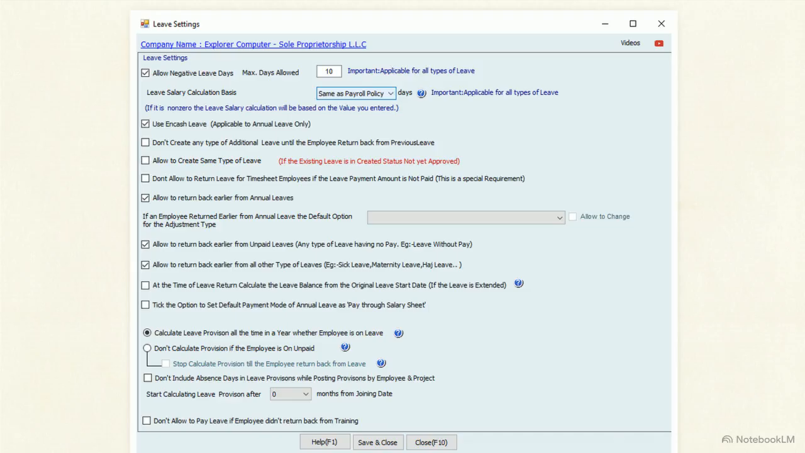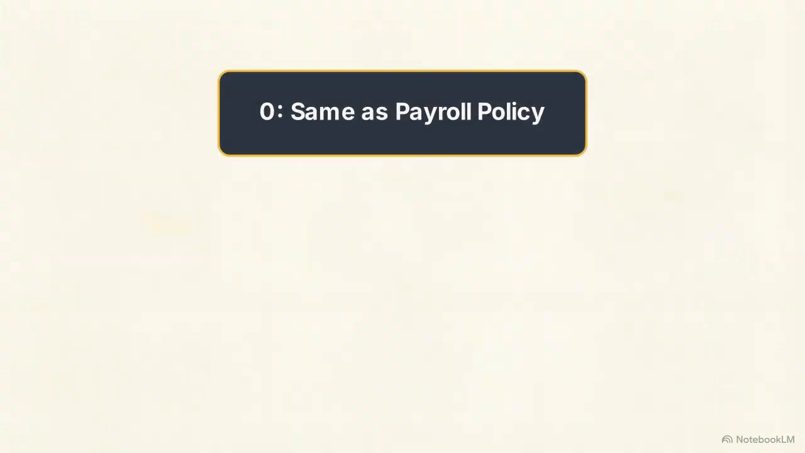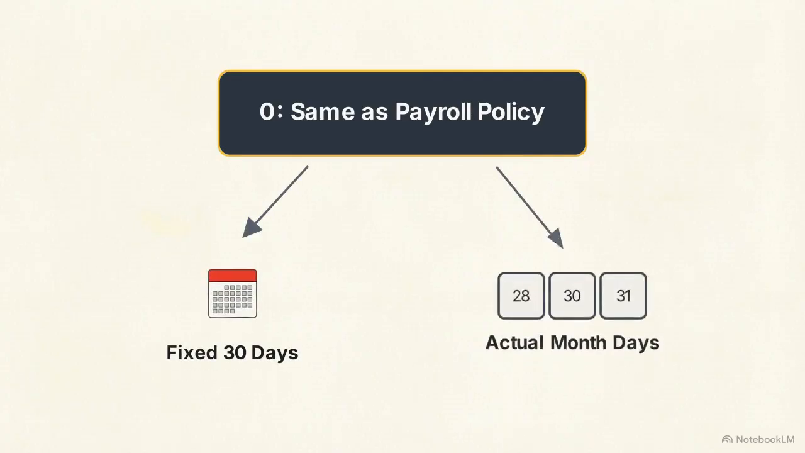Next is the Leave Salary Calculation Basis dropdown. This determines how the system calculates the financial value of a single leave day. Leaving the value set to 0, which displays as same as payroll policy, commands the system to pull rules directly from your default payroll settings. That usually means either a fixed 30-day period or actual month days. You can override those standard payroll rules by selecting a specific numerical value, such as 360 or 365.